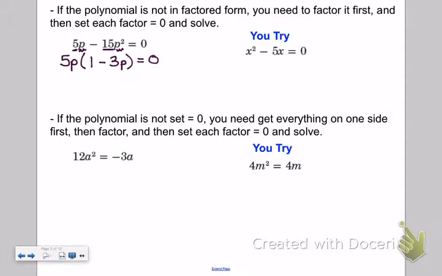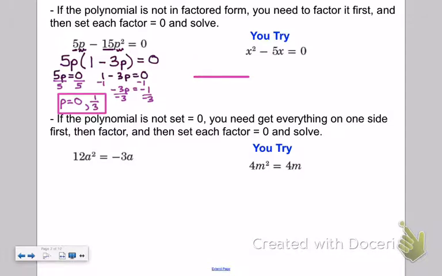So now this looks like the last slide, where we have two things. Set each of them equal to 0. 5p equals 0, and 1 minus 3p is equal to 0. From there, on the left side, divide both sides by 5, and we get p is equal to 0. On the other side, start with the non-variable term, subtract 1 from both sides. Negative 3p equals negative 1. Then divide both sides by negative 3. So we get p is also equal to positive 1/3. Note that a negative divided by a negative gives us a positive. And don't write it as a decimal, keep it as a fraction. Go ahead and do the Your Try.